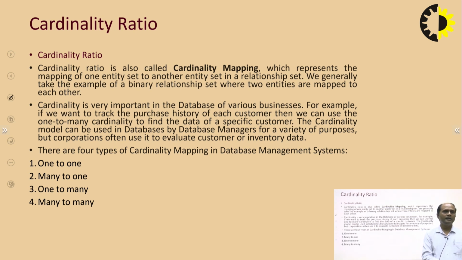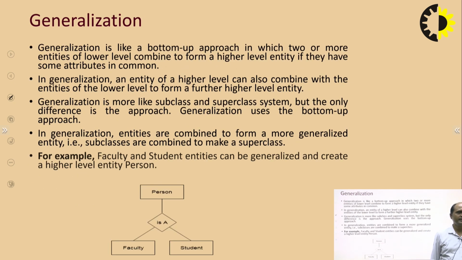In the cardinality, we can calculate the cardinality ratio. With the cardinality ratio, we can easily identify the ratio for the purpose of the relationship. The cardinality ratio represents the mapping of one entity set to another entity set. We can easily take the example of a binary relationship set, where two entity sets are mapped to each other. There are four types we have already discussed: one to one, many to one, many to many, and one to many.